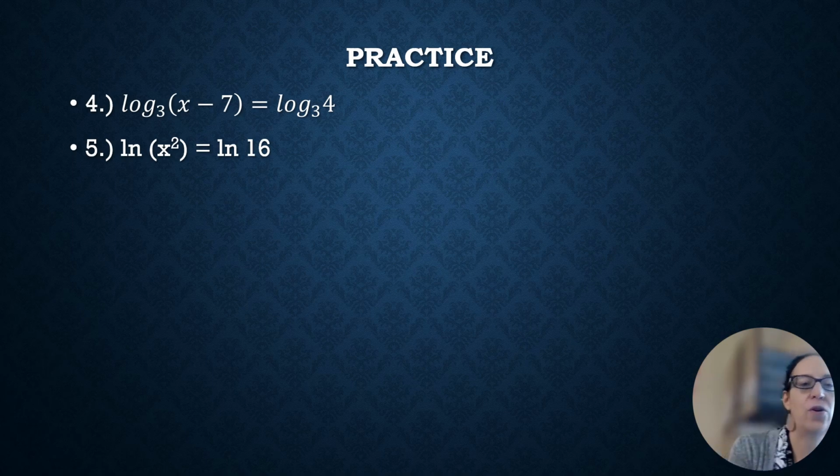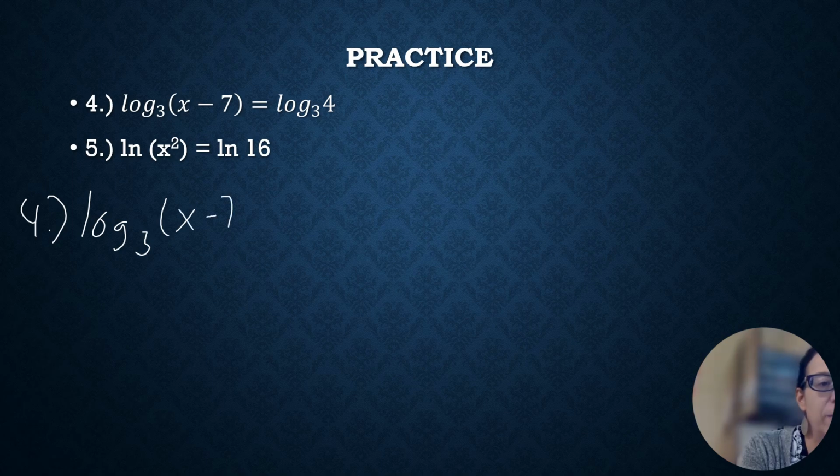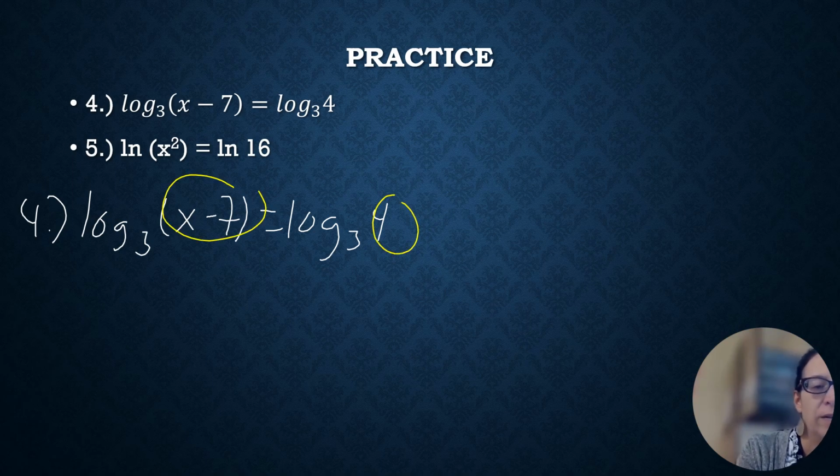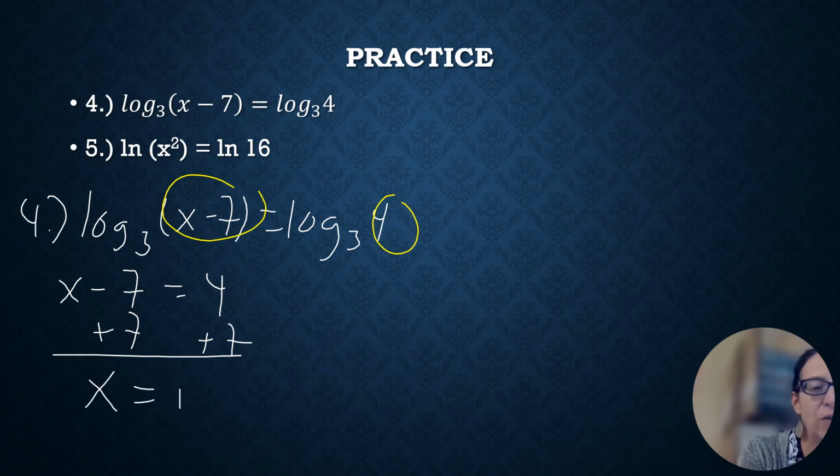Okay, so on my first one here, I have log base 3 of x minus 7 is equal to log base 3 of 4. And I can set my two arguments equal. So I have x minus 7 is equal to 4. And then, of course, we could solve this by adding 7 to both sides. And we get x is equal to 11.